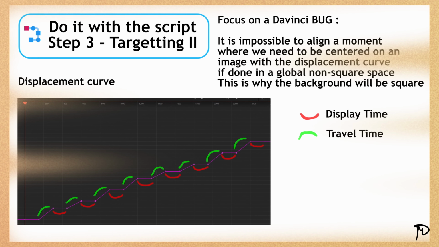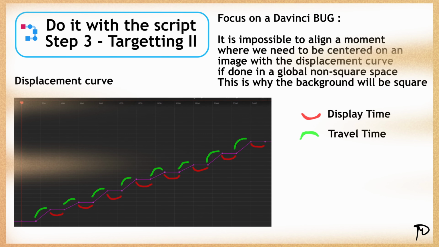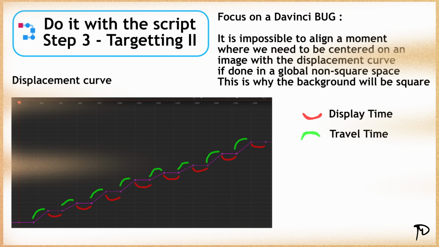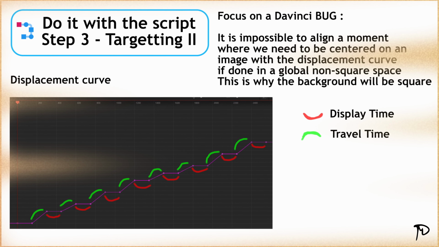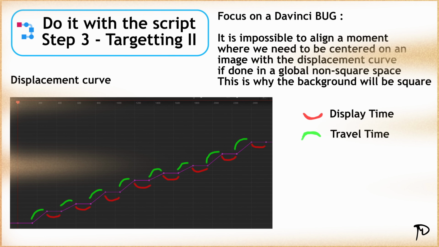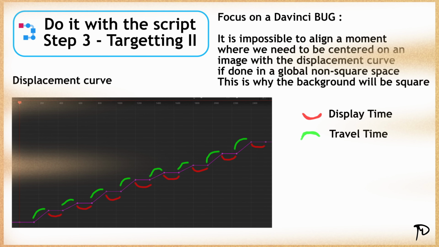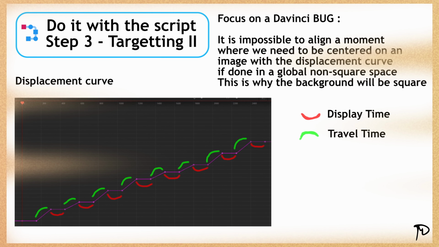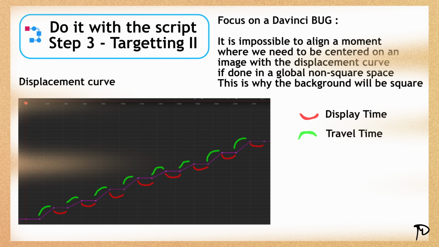Movement along the path over time is achieved through a displacement curve. The red sections represent resting times, where a static image is shown, and the green sections represent transition times between images. Note that there is a bug in Davinci related to displacement curves on a path, so it's essential to work only within a square space.